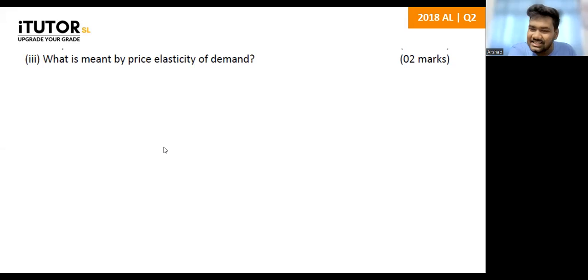They're only asking what it is now, for 2 marks. So you can just give the definition. You can say price elasticity of demand is a measure of the responsiveness of quantity demanded to a percentage change in price, while all other factors are constant, and all of that you can say. That is what price elasticity of demand is. Okay, moving to the next.